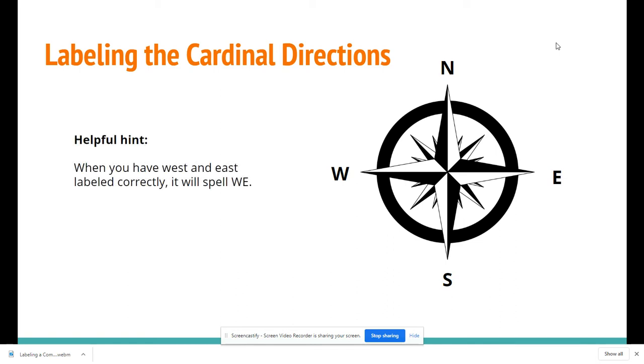Here's a little helpful hint. When you have west and east labeled correctly, it will spell the word we. W-E. If you spell it backwards, it spells ew, and that would not be what we want. So again, if you have it labeled correctly, you'll have west, then east, and it'll spell we when you look across.